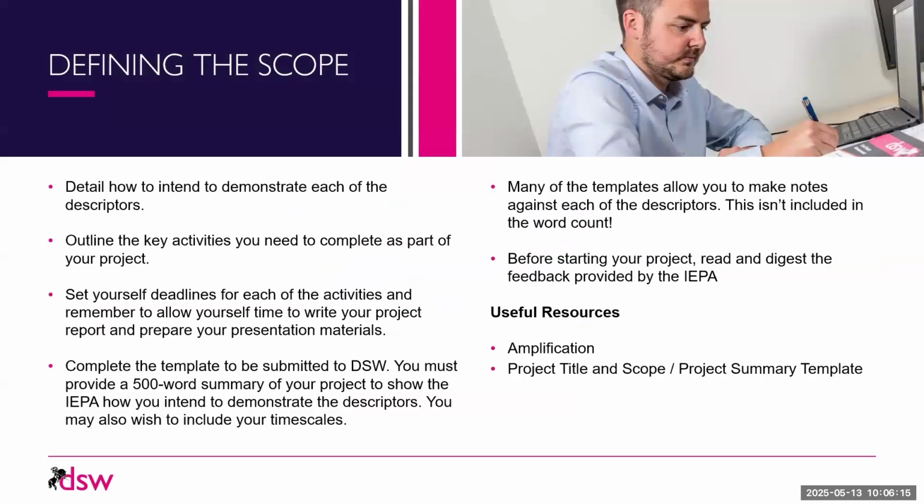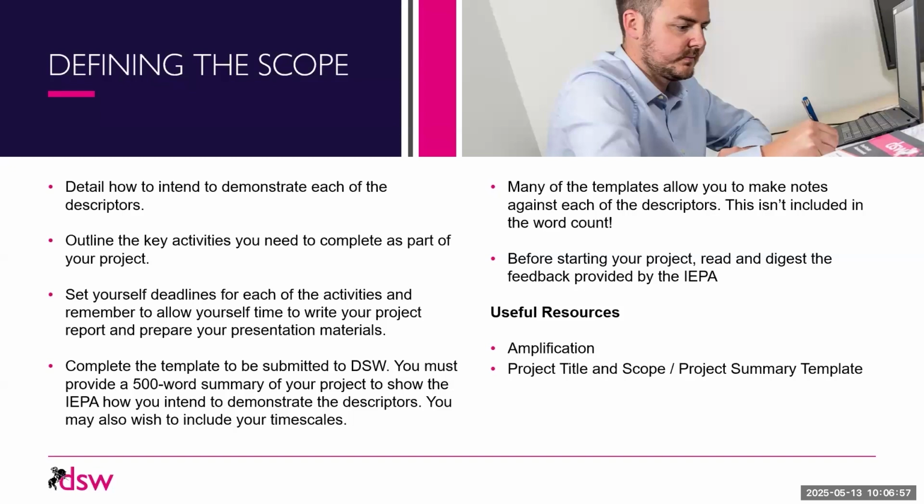So once you've identified what your project's going to be based around, we then need to look at defining the scope of that project. And this is around detailing how you intend to demonstrate each one of those descriptors. It's also about outlining the key activities that you'll need to do as part of your project. So essentially, what things are you going to do to meet the aims and objectives to really run through your project? You might find it helpful to set yourself some deadlines for each of those activities. And also planning time as well to write your project report and prepare your presentation materials to ensure you have got plenty of time to write that out, go through and check it, and make sure you've got everything in there that's needed.